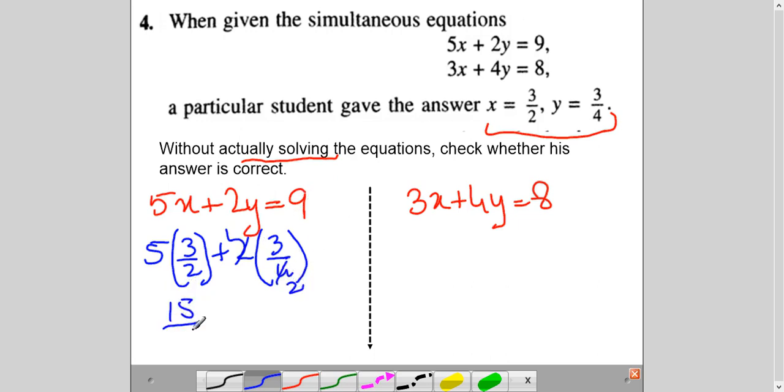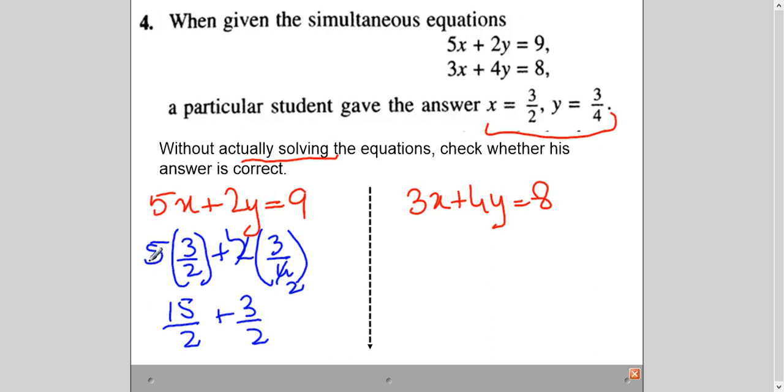5 times 3 is 15 upon 2, 3 upon 2. By the way, sometimes a student makes the mistake of multiplying this whole number by the denominator. Don't do that. It is always multiplied only by the numerator, right? Now, the denominator is the same, so I can add the numerators.